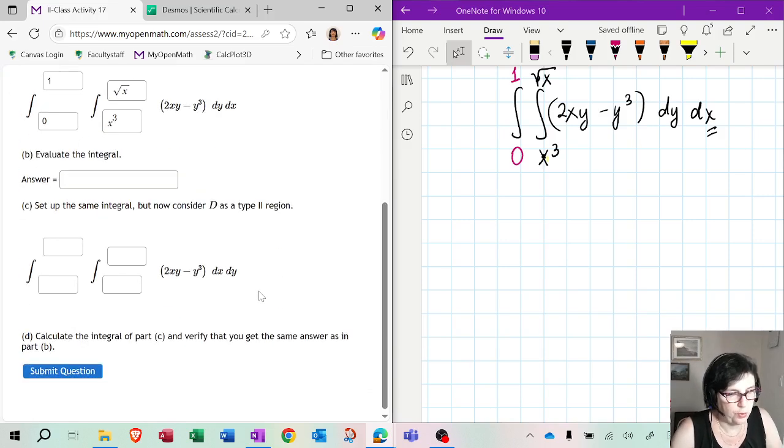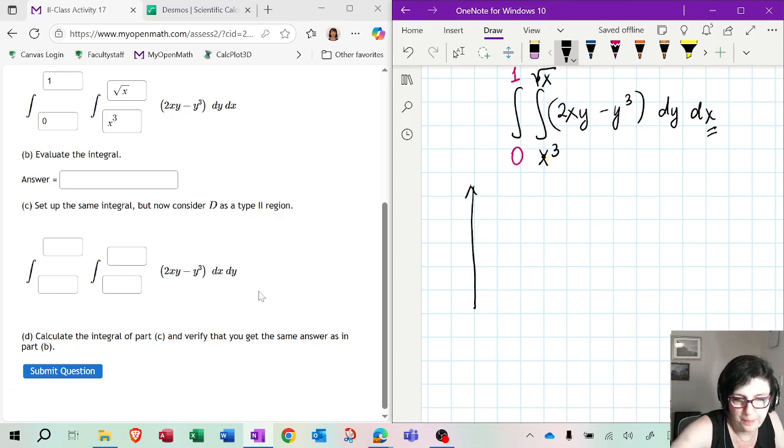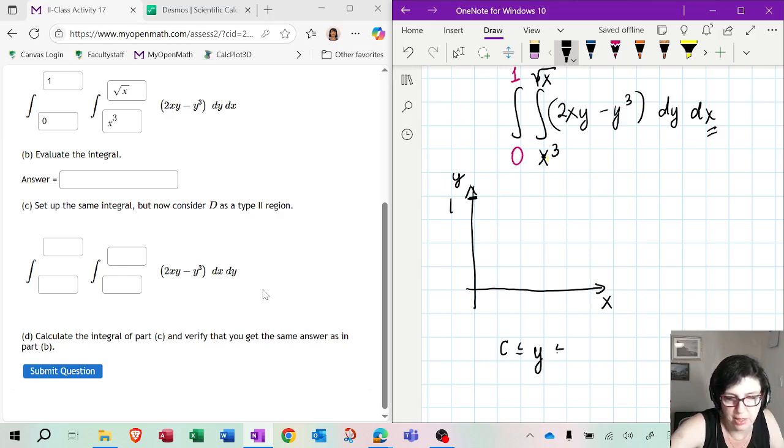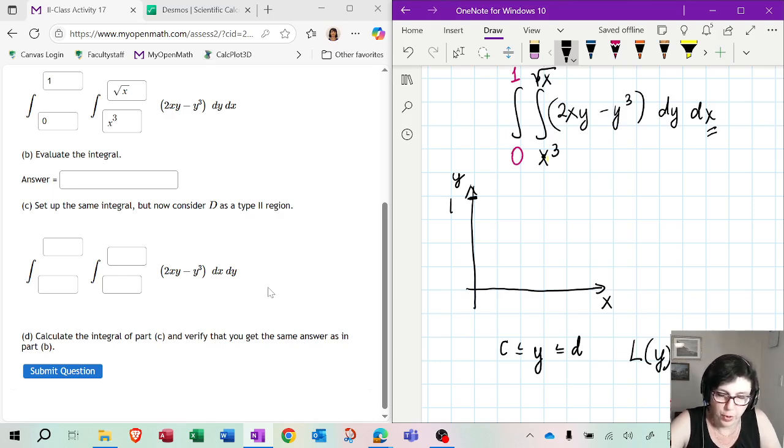All right, so what about type 2? Now I'm going to redraw the picture, but this time I'm going to label them differently, because now you want to know how your y changes. In type 2, for y values between some c and d, there should be a clear left curve and right curve. The left curve, let's call it L of y, is going to be less than or equal to the right curve. Left is less than right for every y on that interval. Again, I'm going to redraw the picture. So this is going to be 1 right here.